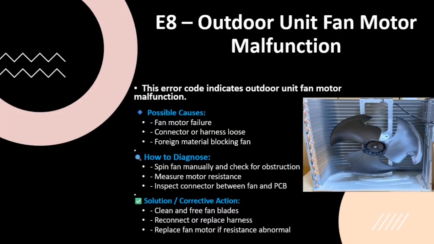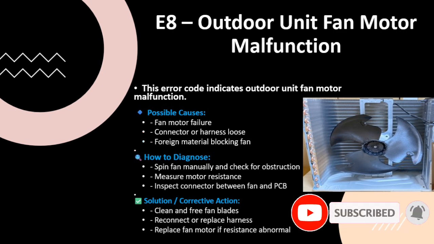Error code E8 indicates outdoor unit fan motor malfunction. This issue may be caused by fan motor failure, loose connectors or harness, or foreign material blocking the fan. Diagnosis requires manually spinning the fan to check for obstruction, measuring motor resistance, and inspecting the connector between the fan motor and PCB. Corrective action includes cleaning and freeing the fan blades, reconnecting or replacing the harness, and replacing the fan motor if resistance values are abnormal.